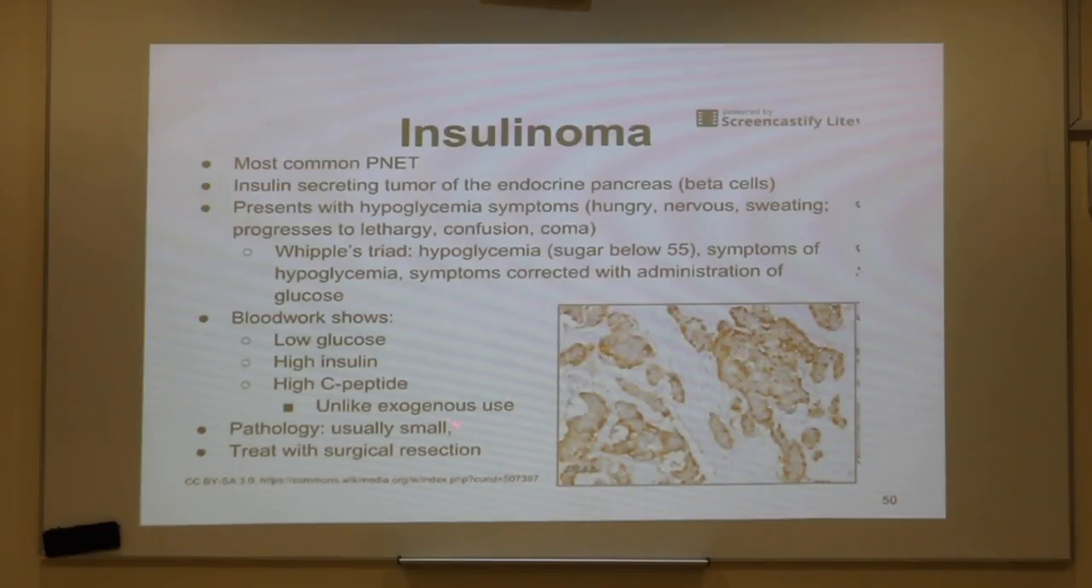To differentiate that, you would look at the C peptide, because you know that the insulin is secreted as proinsulin and then it is cleaved. So if it is endogenous, then you would have a high level of C peptide, high level of insulin, and low glucose. If it is an exogenous insulin which somebody is injecting, then there would be no real C peptide, and that would differentiate between an insulinoma or exogenous injection of insulin. Yes.